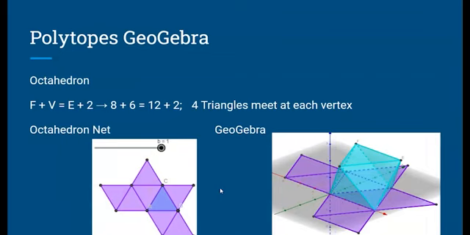The octahedron has eight regular faces that are equilateral, equal angular triangles, six vertices, 12 edges, and at each vertex, four triangles meet. Here you can see at vertex D, we have four triangles: one, two, three, and then on the backside, four. This is the two-dimensional net for the octahedron.